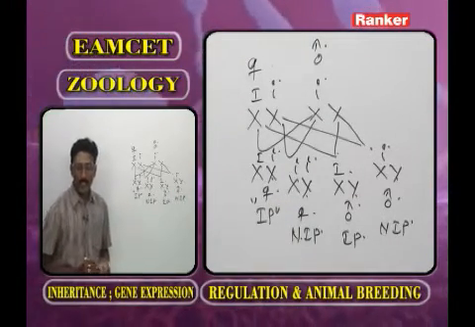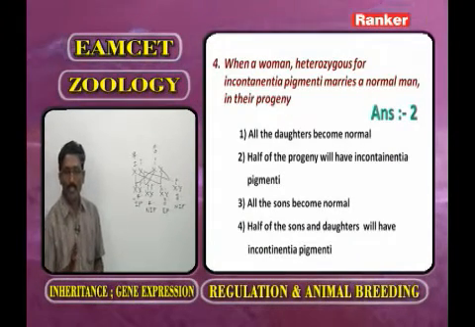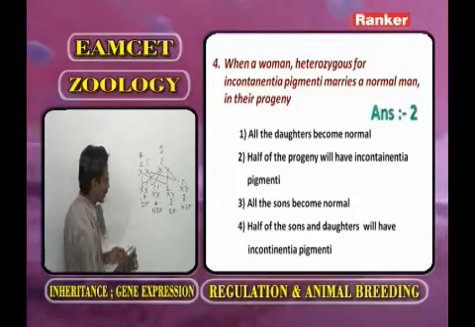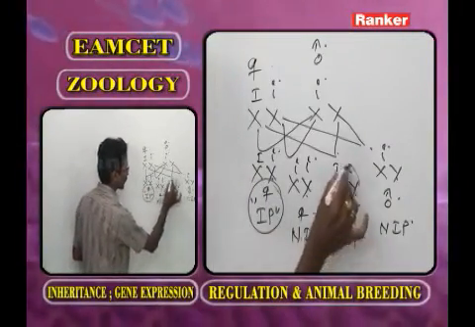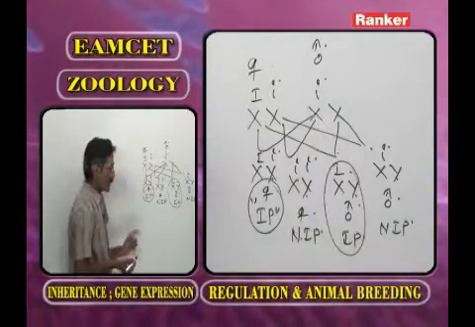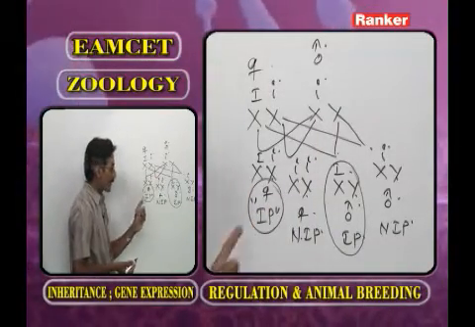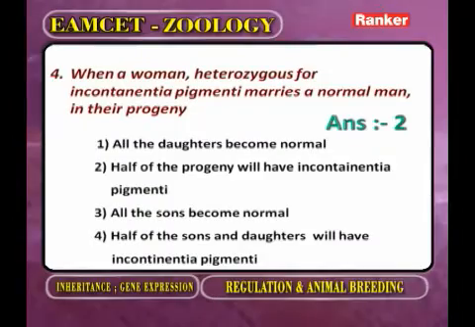Now here what is the answer? Half of the progeny, meaning children, will have incontinentia pigmenti. Out of 4, 2 are suffering from incontinentia pigmenti. So half of the children get the disease. Now the next question.